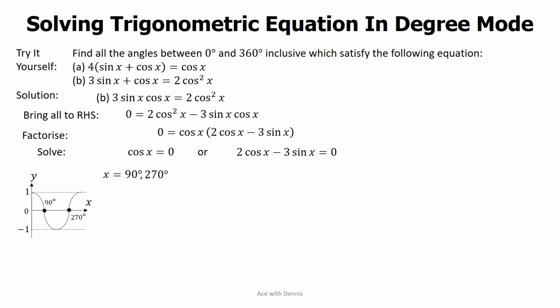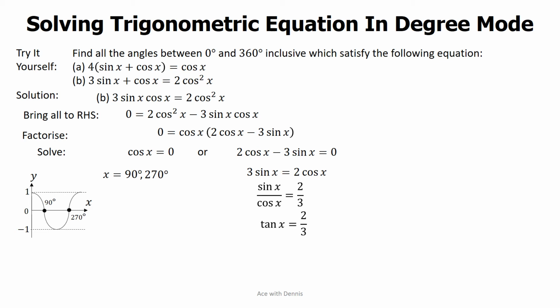Okay, now we solve the second equation. So we want to isolate: bring the cosine x to the right side, sine x at the left hand side. So it will be 3 sine x equals 2 cosine x. Then we isolate the trigos and the constant. Sine x over cosine x equals 2 over 3, which is tangent x equals 2 over 3.